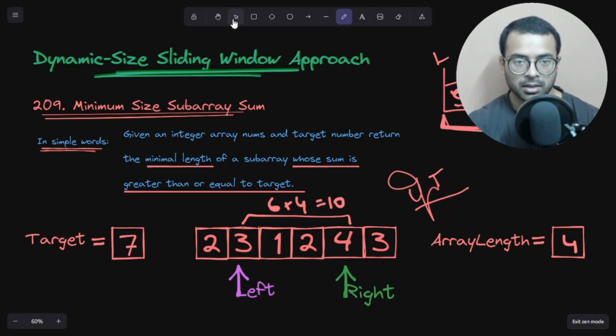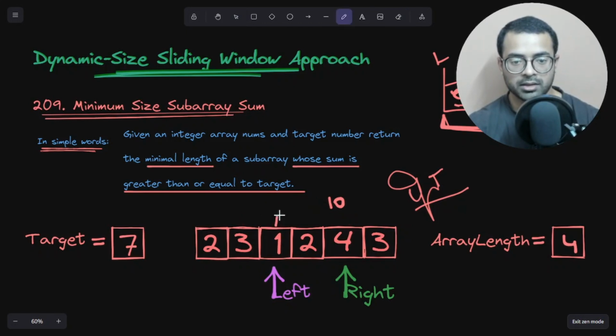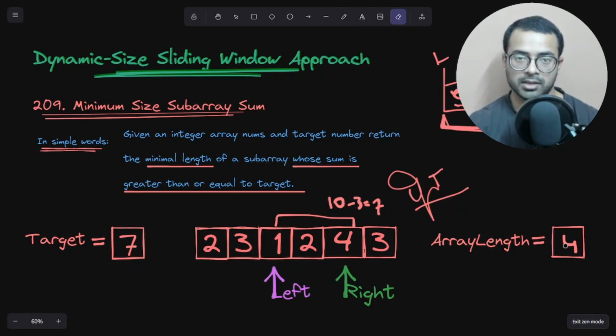Okay, we are fine, but now we are going to move this left one step forward. Again, I'm not touching right at the moment. Why? Because we are going to look at these 3 elements first. The previous sum was 10, we have removed this 3 here, so what remained is 7. Okay, 7 is equal to our target. Now this is a subarray, and what length does it consist of? The length is 3. So we are going to update our array length, because 3 is less than 4, and we want to find minimal length, right? So we have this 3 here.